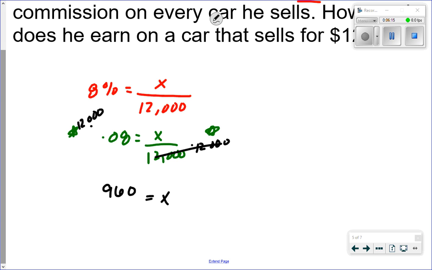Now, just like the last example, my answer needs to be labeled. What does 960 represent? Well, it represents the amount of money that he earned, so I need to have a dollar sign out front. So since his commission is 8%, he sold a $12,000 car. He personally is going to make $960 off of that sale.